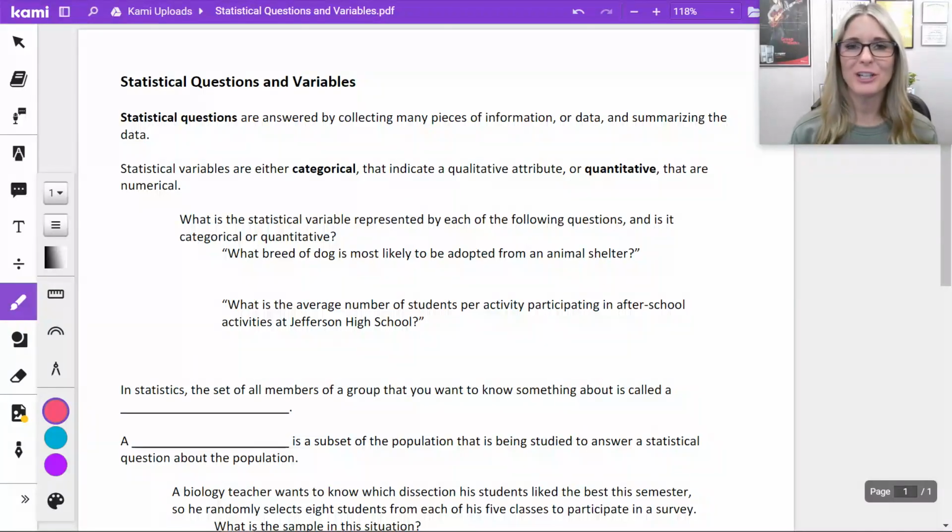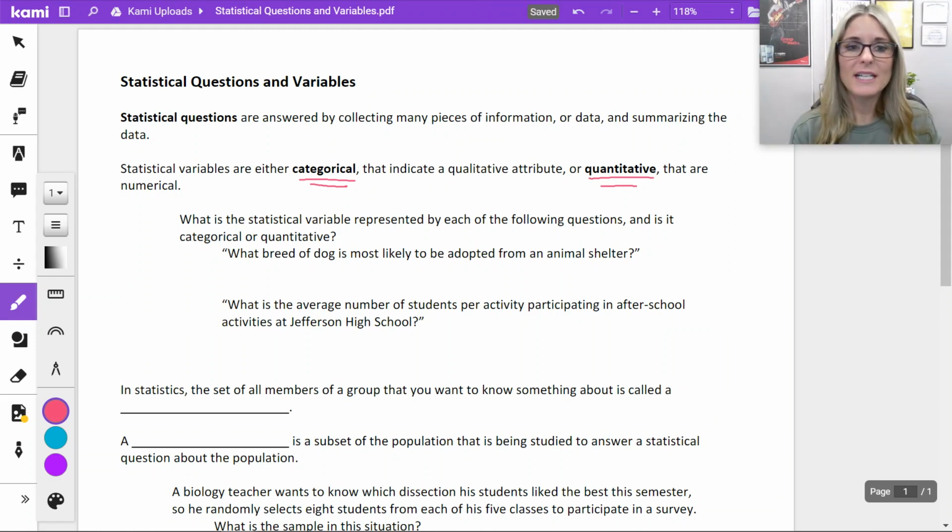We're going to start looking at more statistical type of lessons, starting with questions and variables. Statistical questions are answered by collecting many pieces of information or data and summarizing the data. Statistical variables are either categorical, and those will indicate a qualitative attribute. We're going to look at some examples below. Or our statistical variables can be quantitative, and those are numerical.